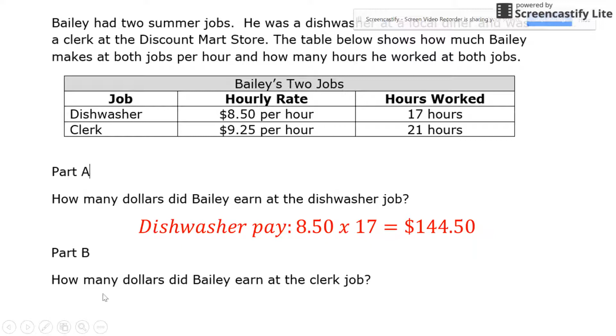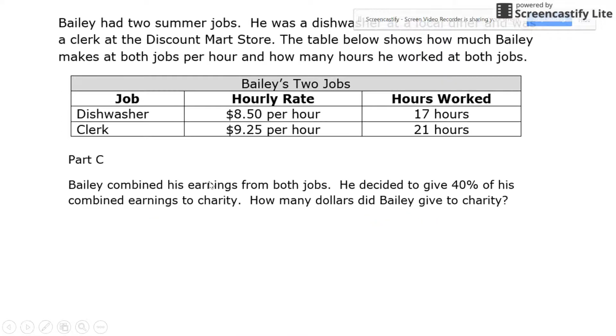Notice I'm labeling everything. On the ISTEP, there'll be a place for you to show your work. Show this, don't just write the answer. Show how you got that, label some things, be careful. And then the last part of the question is you combine the earnings from both jobs, giving 40% to charity.